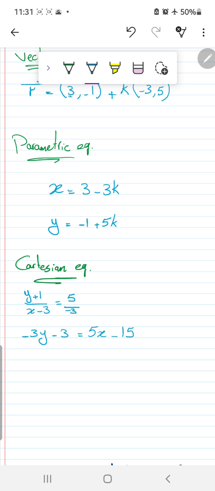Collect x and y and the numbers together. So negative 5x minus 3y, negative 3 plus 15, it will be plus 12 equals 0. Okay, so here is the Cartesian equation.